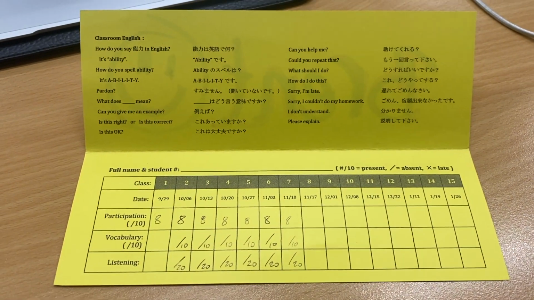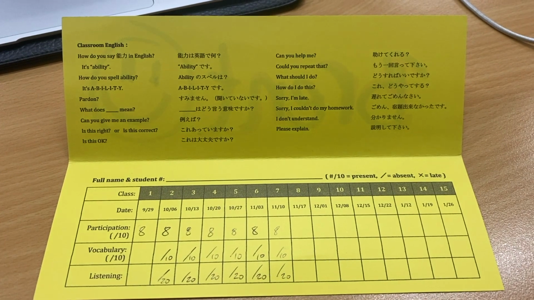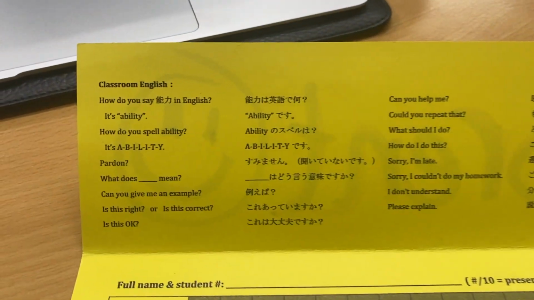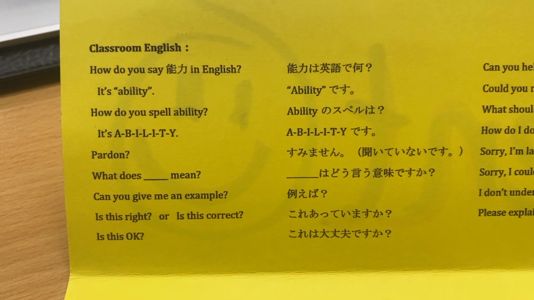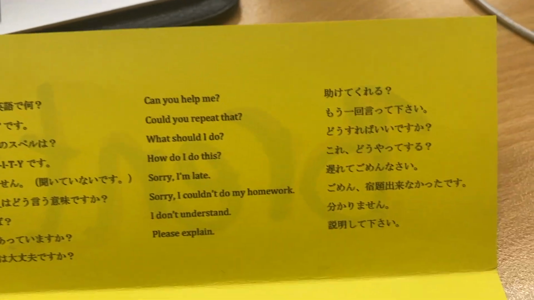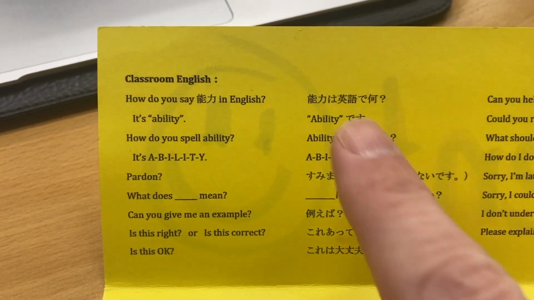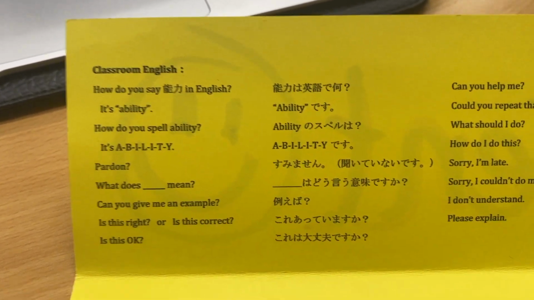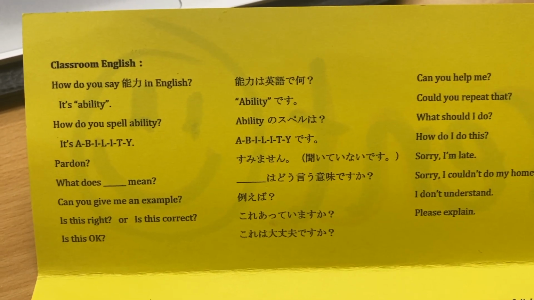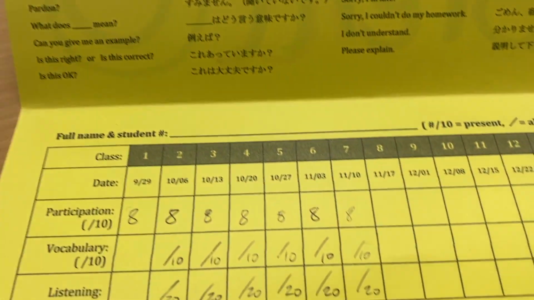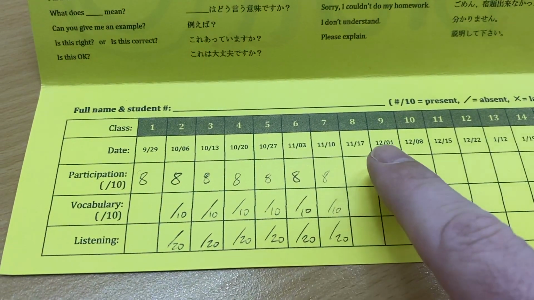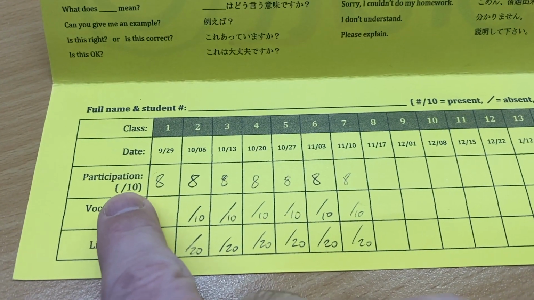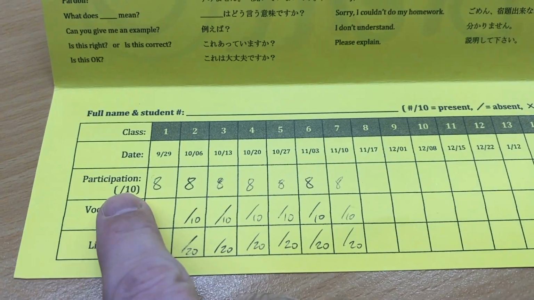Okay, so here's the front of the card, and as you can see, there are some useful classroom phrases on the top written in English and Japanese. So anytime somebody asks me something like, "Noryoku wa eigo de wa nani desu ka?" then I tell them to ask me in English. The bottom part here, you can see the date for each class, and then there's a participation score. This is part of the autonomy.